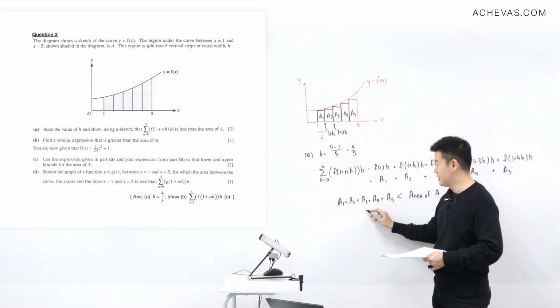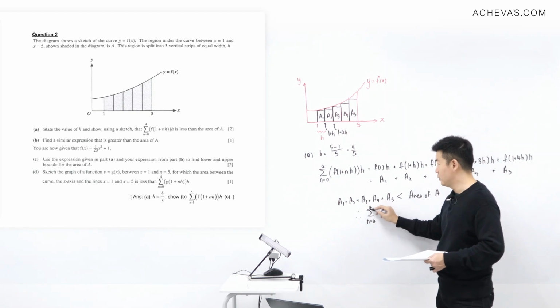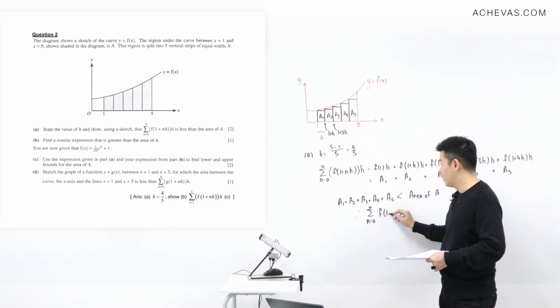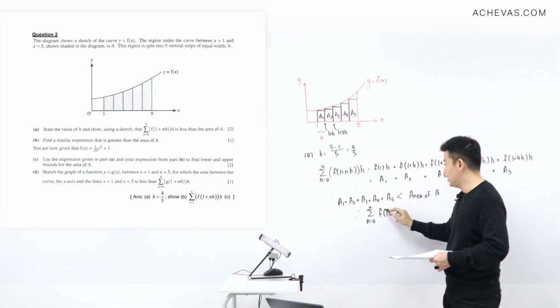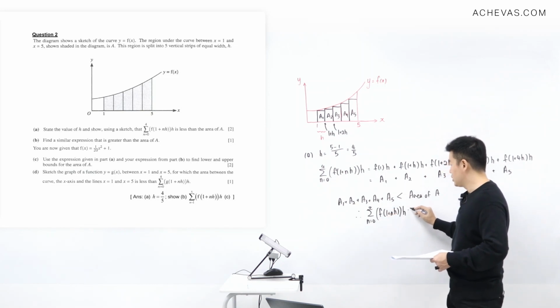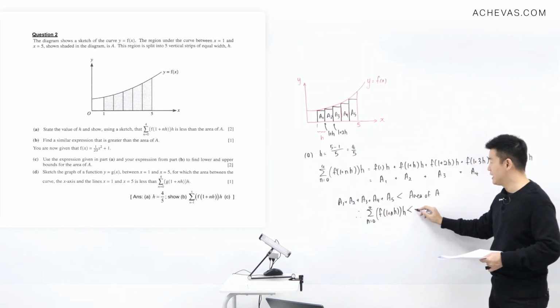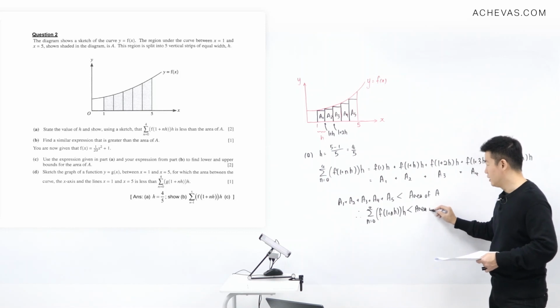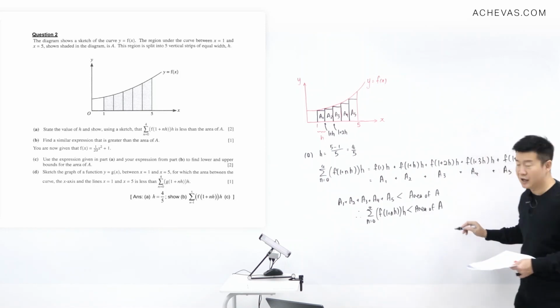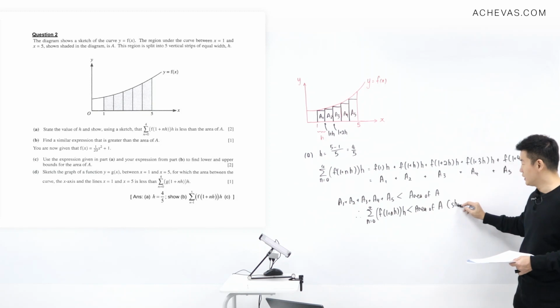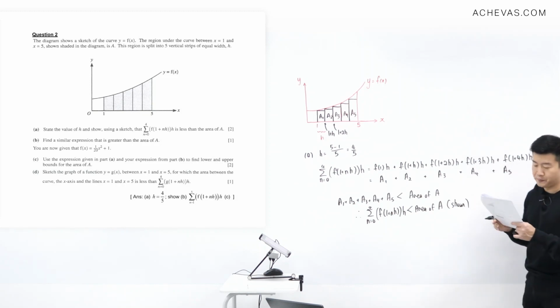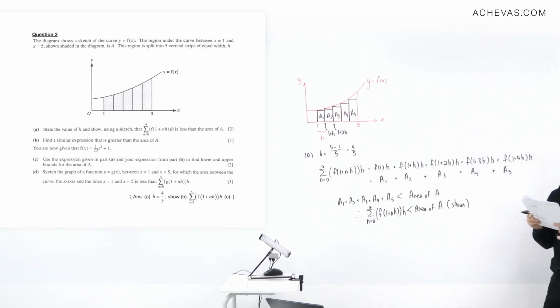And what is this? This is the sum from n equals 0 to 4 of f(1 plus n times h) multiplied by h. This is going to be less than the area of the region A. And this is what the question wants us to show. Let's take a look at part B.